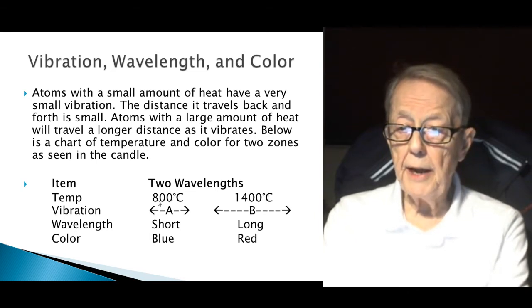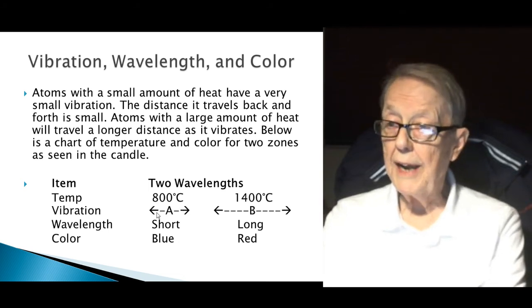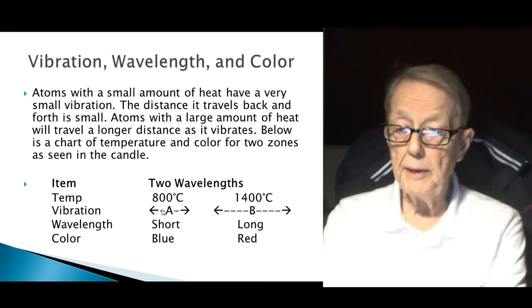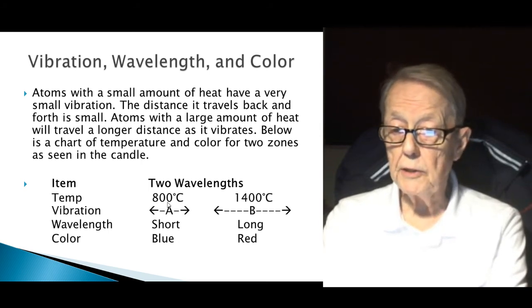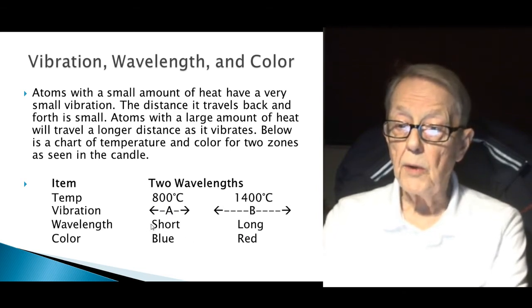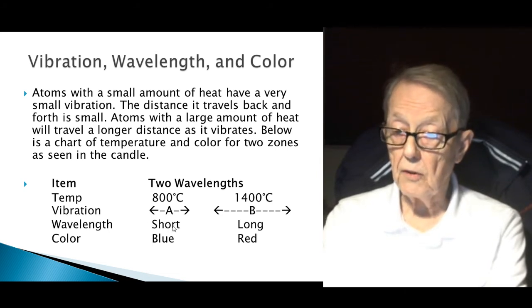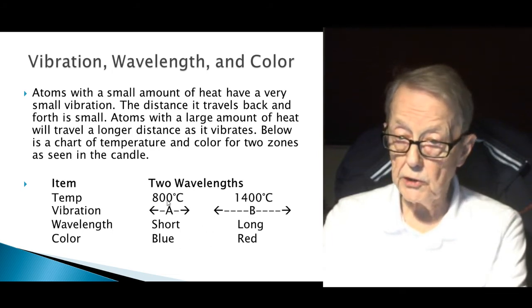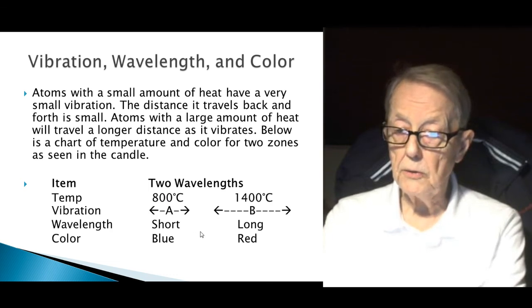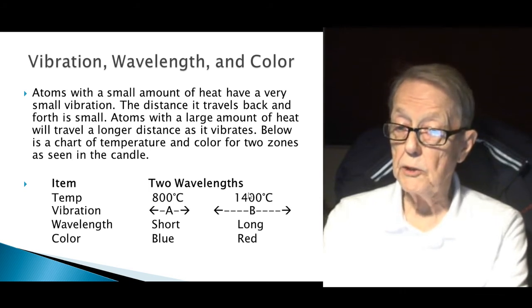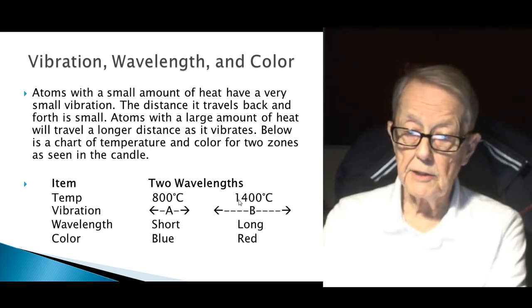The vibration of the atoms at 800 for a candle, the methane particles that are vibrating, is a short vibration because the temperature is small. For 1400, the vibration is long, creating the possibility of a short wavelength for light, giving us blue color, which is what you get in this zone, or creating a long wavelength, which is red, which is what you get in that second zone.